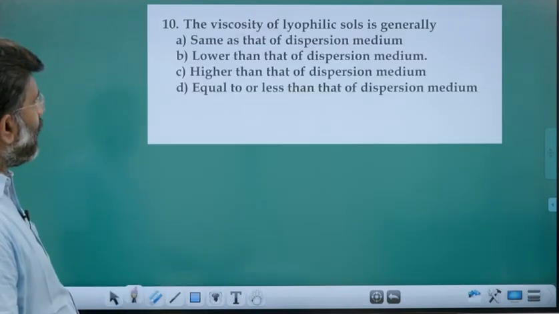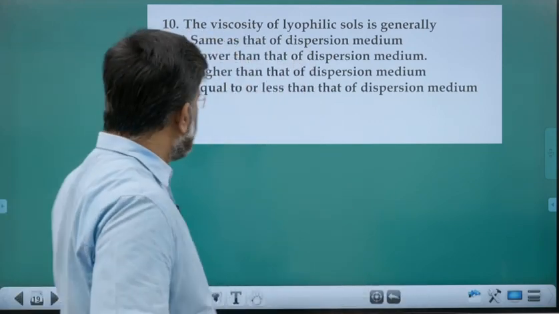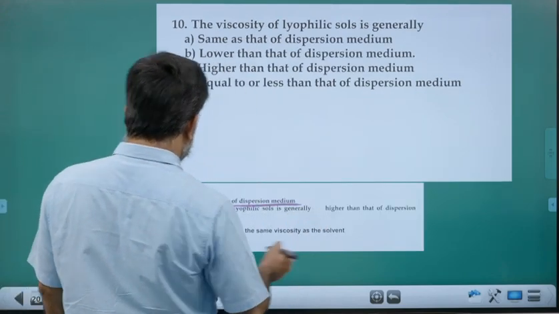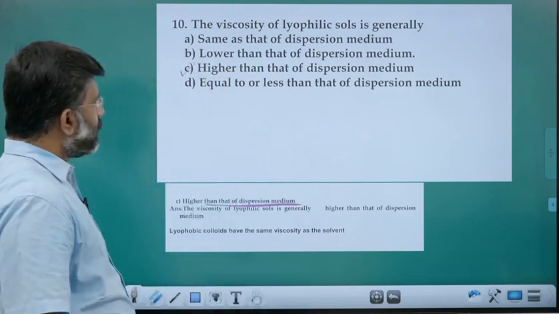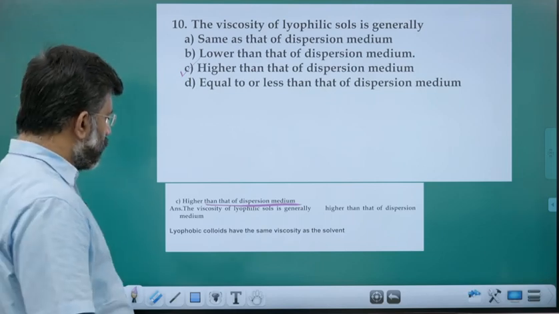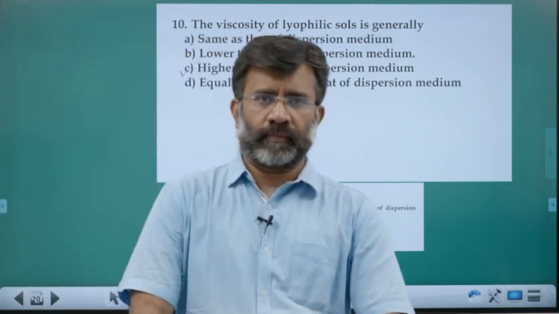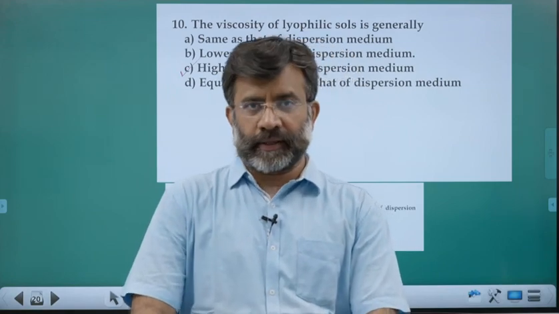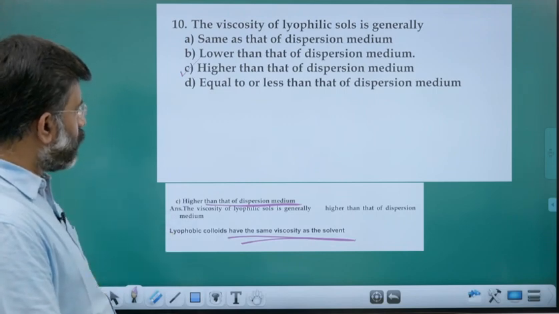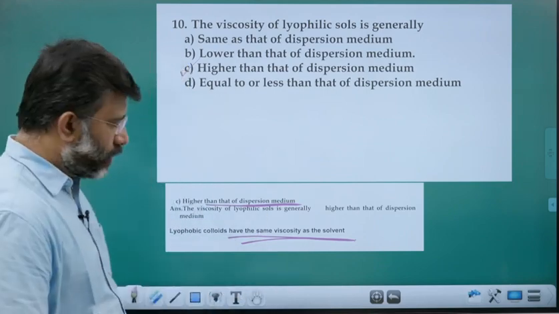Viscosity of lyophilic sols. Lyophilic sols are more solvated, and as all of you know, their viscosity will be slightly higher than that of the dispersion medium. It is higher than that of the dispersion medium, no doubt about it. While lyophobic colloids will have almost the same viscosity as that of the solvent. So lyophilic sols, due to the greater extent of solvation and interaction, generally have higher viscosity than the dispersion medium, while lyophobic colloids are almost the same as the medium.